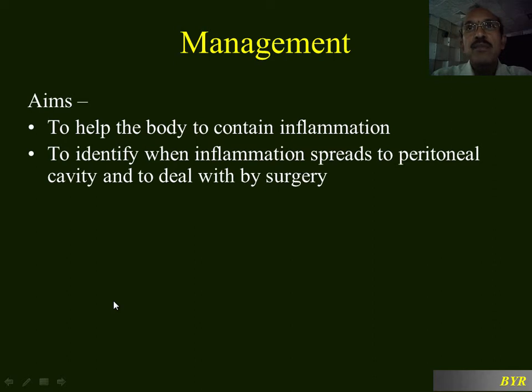When do you say the infection is spreading? What will be the symptom? The pain spreads. From the right iliac fossa, it goes to the hypogastrium, left iliac fossa, umbilical region, left lumbar region, like that it spreads. When you examine, the tenderness also spreads. It is not confined to the right iliac fossa. The tenderness will be there in other adjacent quadrants.